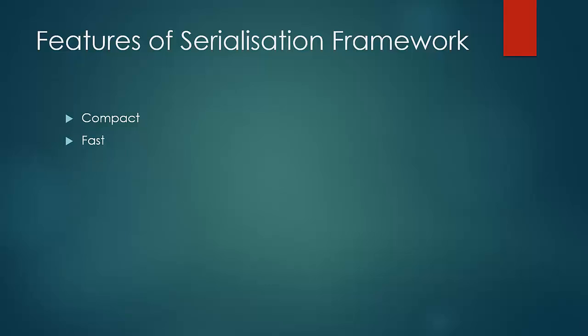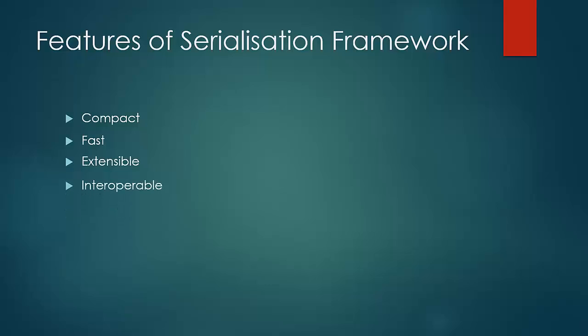Serialization and deserialization should happen quickly. This is in many ways related to the first point. If the serialized data is smaller, the process of serialization and deserialization would be fast as well. Third, extensible. Protocols change over time and it should be able to meet the newer requirements.